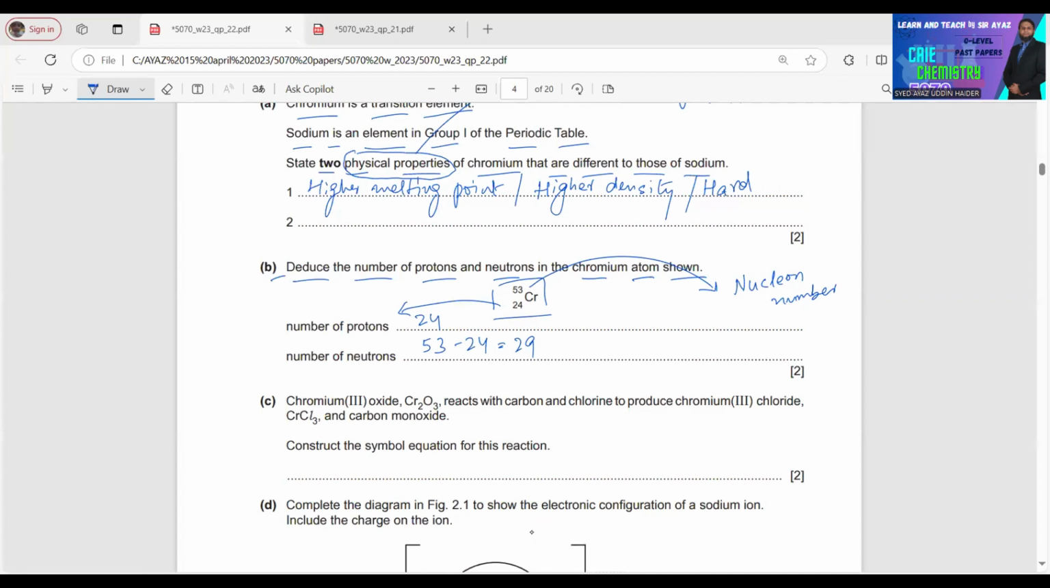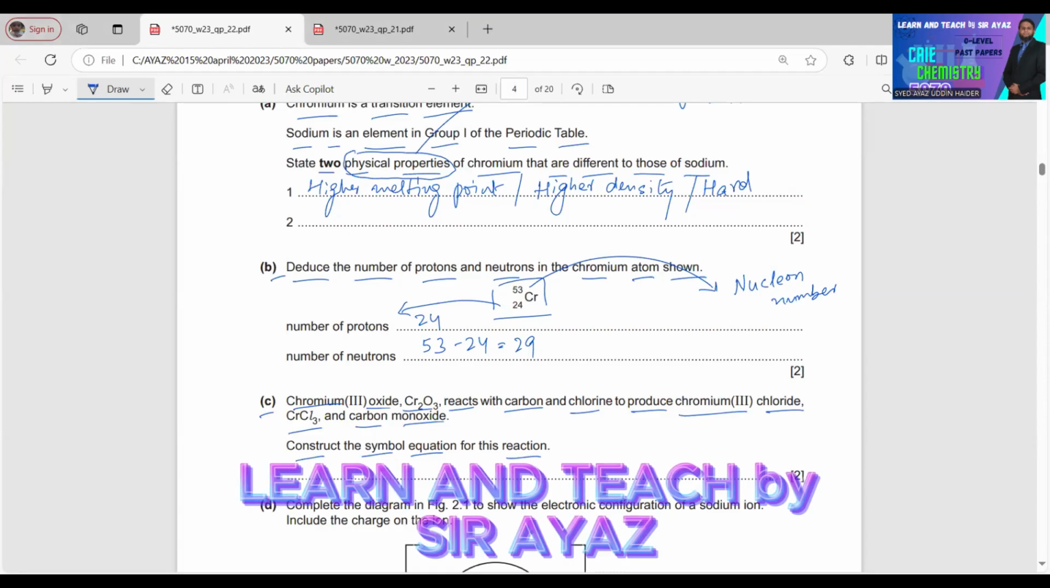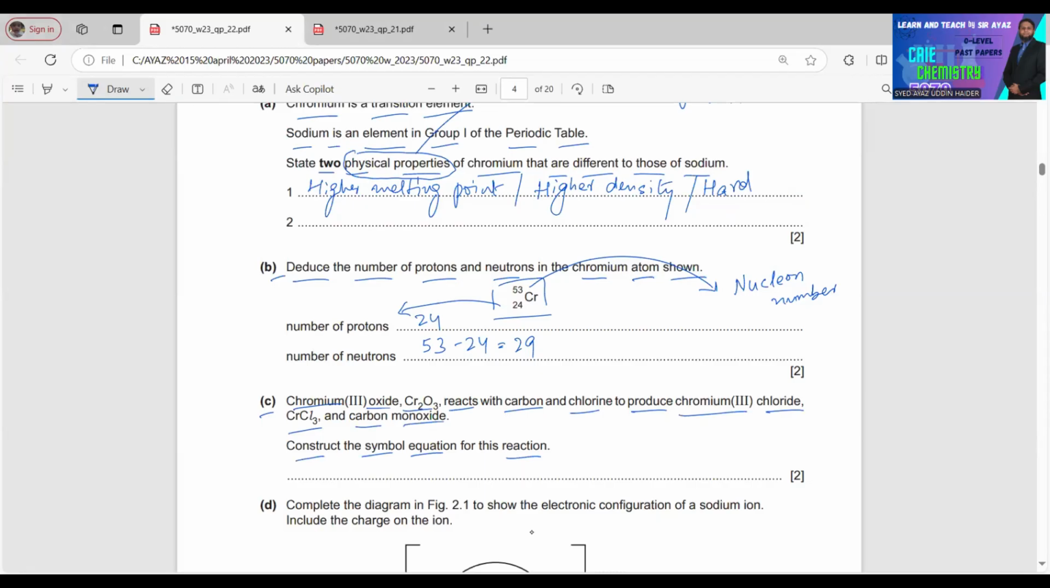Part C. Chromium 3 oxide, Cr2O3, reacts with carbon and chlorine to produce chromium 3 chloride, CrCl3, and carbon monoxide. Construct the symbol equation for this reaction. For the reactant side, the formula of chromium 3 oxide is written, so I will write Cr2O3 plus, they are saying carbon. Carbon exists as monoatomic, so you write C for carbon.